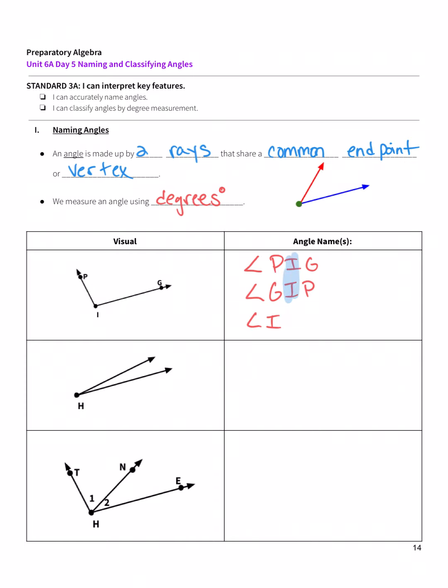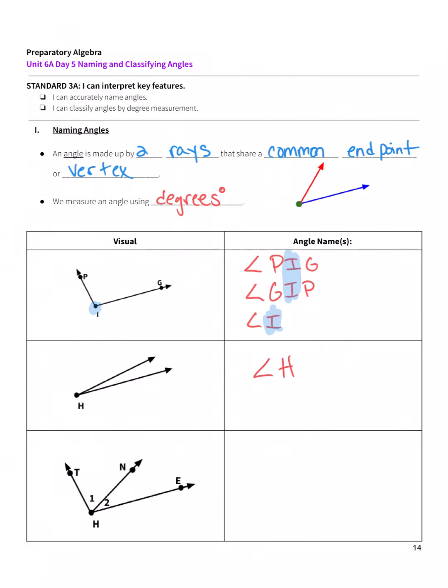And I'll just highlight that and highlight that. So what is the name of this angle? PIG. Moving on to the next one. Okay, you look at this angle and we can see that there's only one letter. There isn't an endpoint here and there isn't an endpoint here. So the only thing that we can call this angle is angle H.